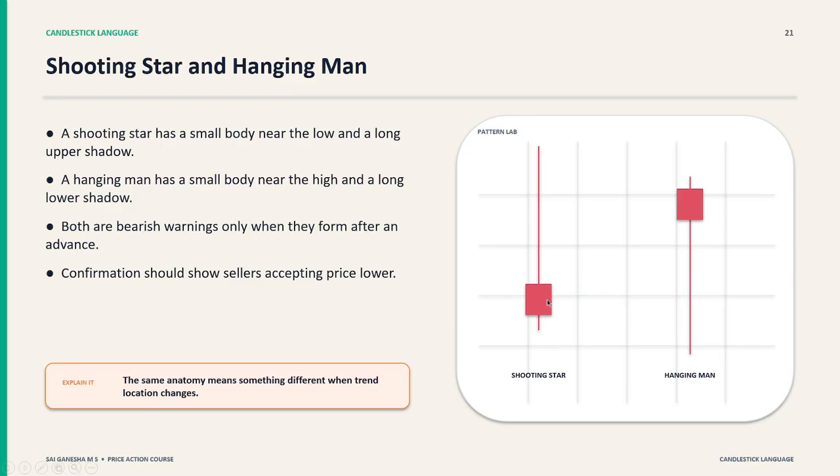A shooting star forms after price has moved upward. It has a small body near the low and a long upper wick. You see, during the candle, buyers pushed price higher, but they couldn't maintain the higher price. Sellers reacted and pushed price back down before the candle closed. Because this happened after an upward move, it can warn us that buyers are losing strength.